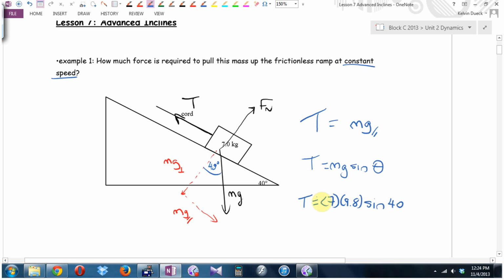Mr. Dueck, I thought the mass is always canceled out. No, not in this case. And I think that makes sense. Wouldn't it require more tension to haul something heavier up a hill? Not very hard to haul a small child in a wagon. Much tougher to haul a pickup truck.